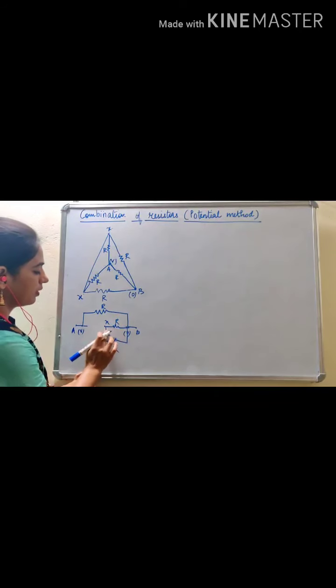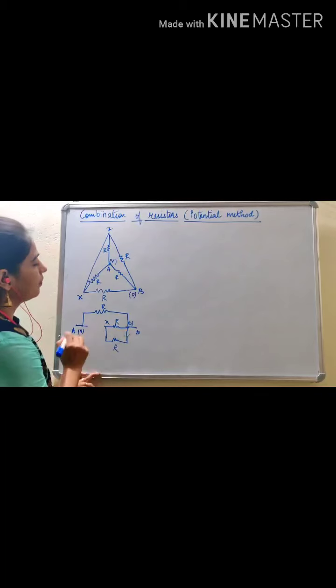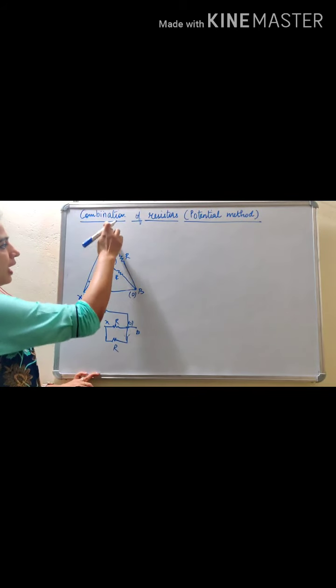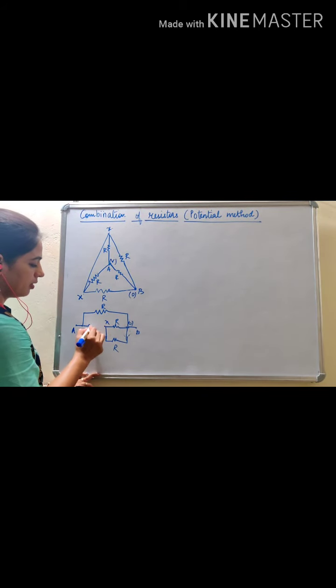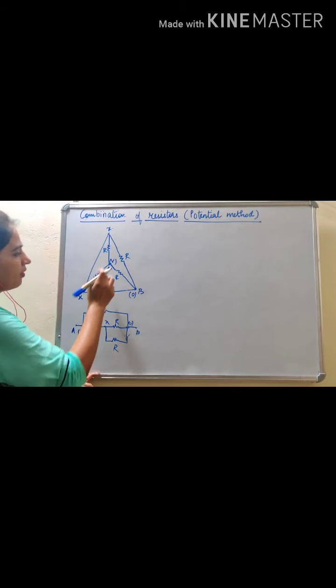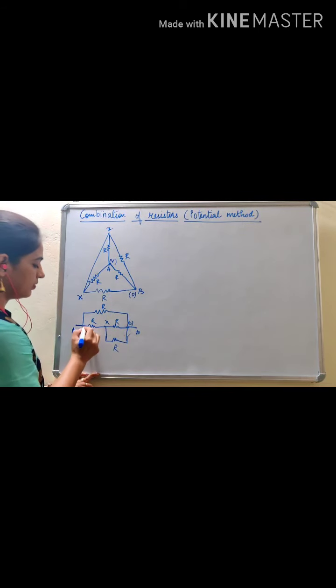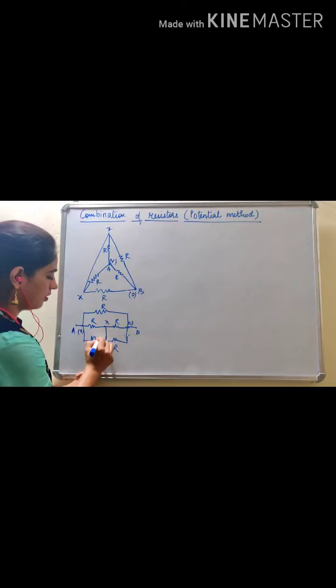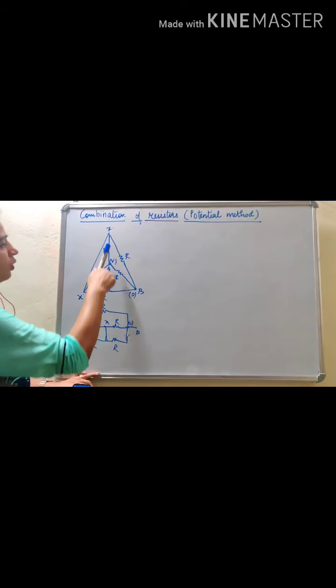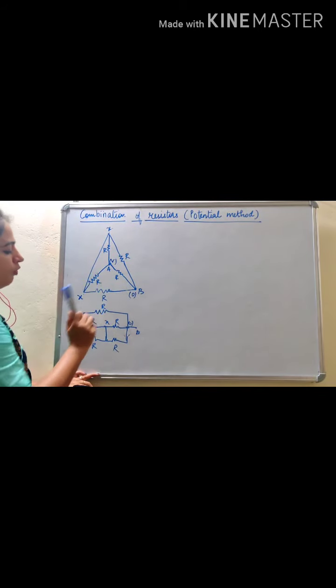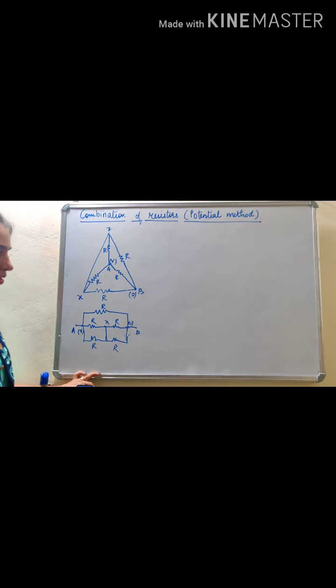Then between A and X we have R. Between A and X we have R, and again between A and X we have R. So 1, 2, 3, 4, 5 resistors. So this is the reduced or simplified circuit.